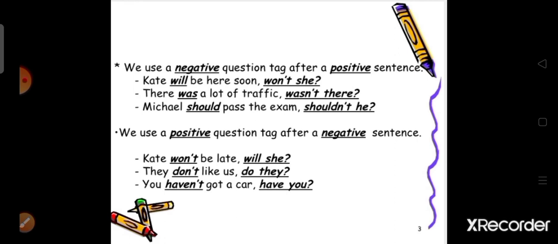There was a lot of traffic, wasn't there? Michael should pass the exam, shouldn't he? Then we use the positive question tag after a negative sentence. Kate won't be late, will she? They don't like us, do they? You haven't got a car, have you? So, we use a negative question tag after a positive sentence. Then we use a positive question tag after a negative sentence.